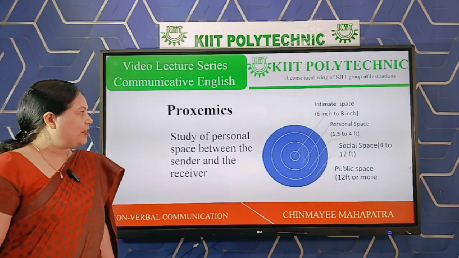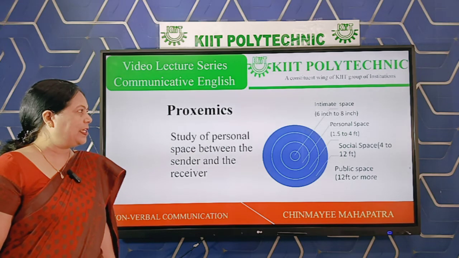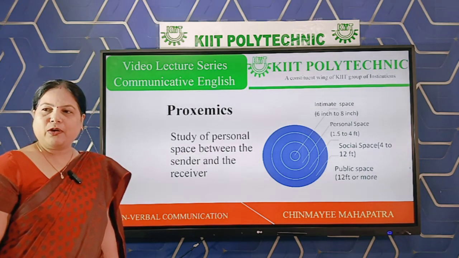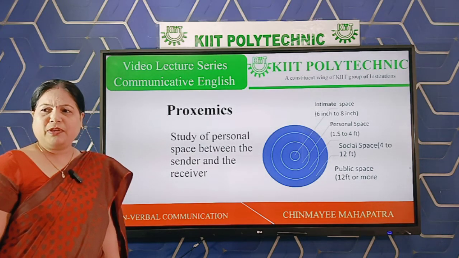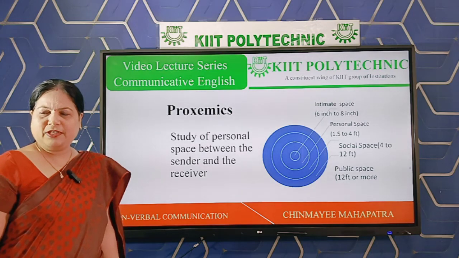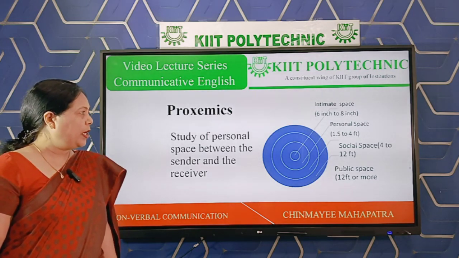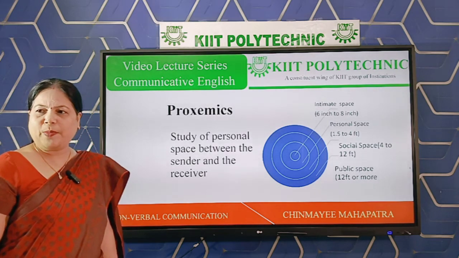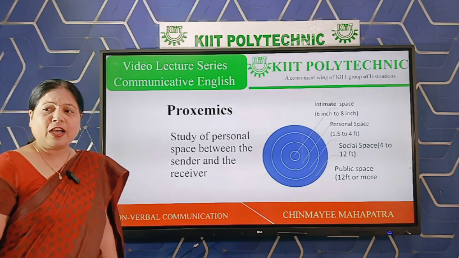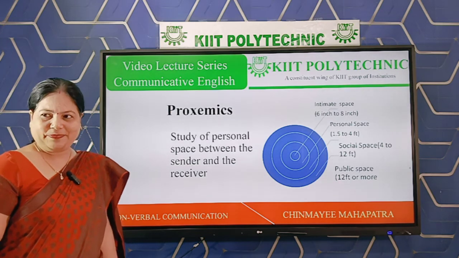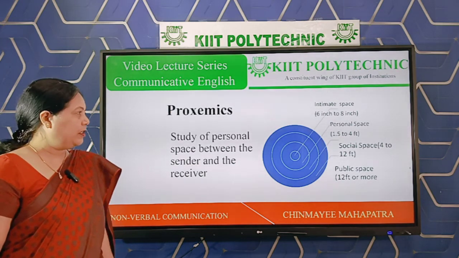Then it's the personal space. What is personal space? Personal space speaks about maybe the neighbors, relatives we are dealing with. The personal space is 1.5 to 4 feet. We have to maintain that distance when we are communicating with each other. That is the correct thing to maintain.